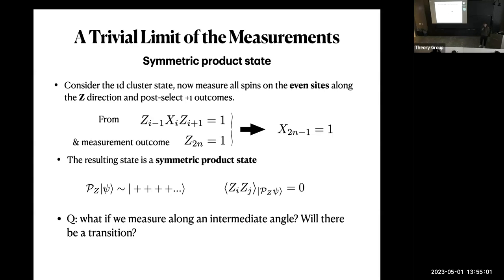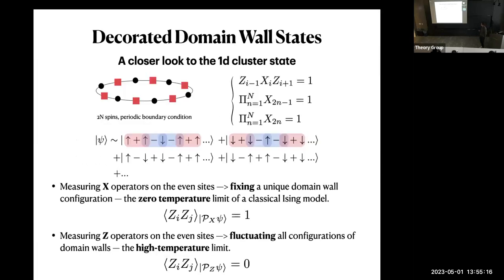So we already find two limits where measuring along x gives you the symmetry breaking, and measuring along z gives you the symmetric state. So the question is: what if we measure at an angle that's intermediate between these two limits? We can take a closer look at this phenomenon by going to the decorated domain wall picture, which is one of the good pictures for SPT wave functions.